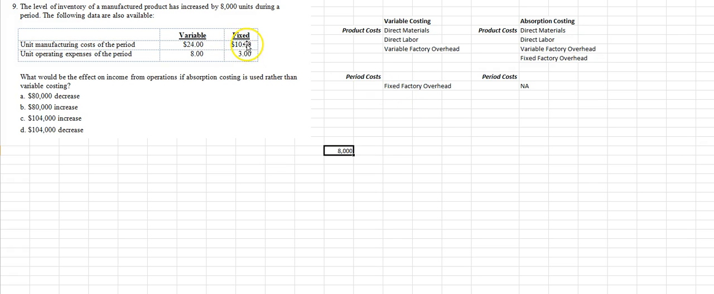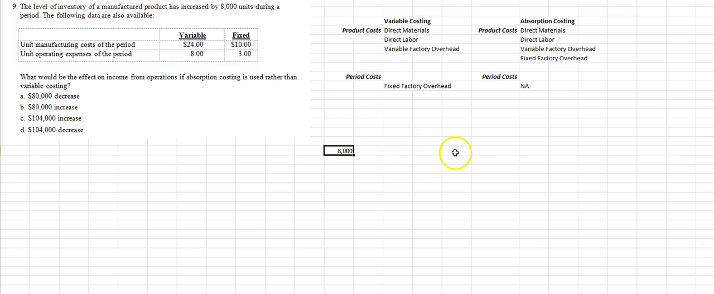So how is that going to affect variable costing as far as fixed factory overhead goes? It's not going to do anything. It's not going to affect fixed factory overhead because this is expensed entirely, right? So, the question is how much of this expense is going to stay in inventory? None of it is going to stay in inventory under variable costing because it's all expensed entirely as a period cost. Some of it will stay under absorption costing. So how much is going to stay? Well, we know that inventory increased by 8,000 and that the unit fixed manufacturing cost was $10.